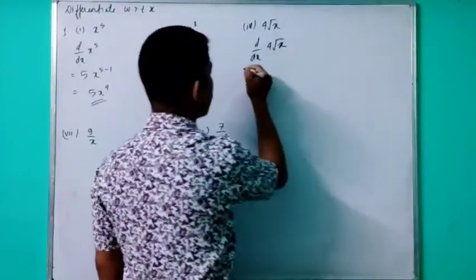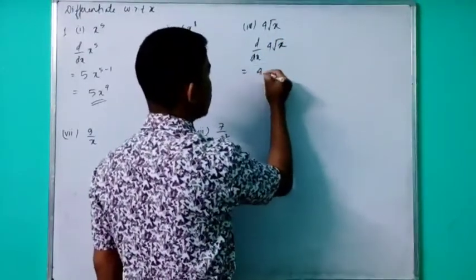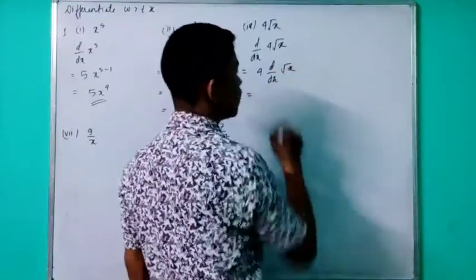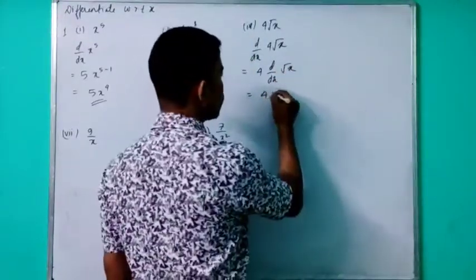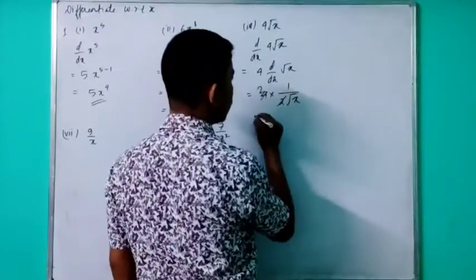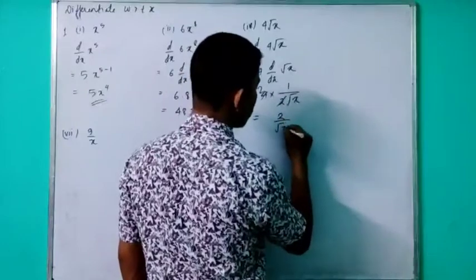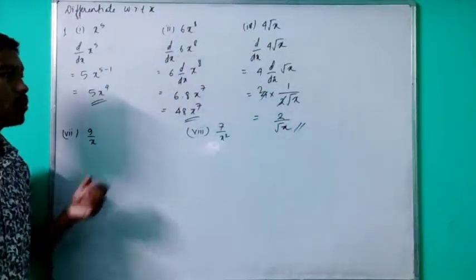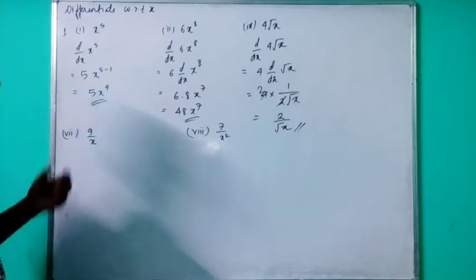Now here again, d by dx of 4 under root of x. I will write this as 4 comes out of the derivative, so d by dx of under root of x is equals to 4 into 1 divided by 2 under root of x. So 2 into 4... this is equals to 2 divided by under root of x. Okay, so it's very simple to solve this simplest portion of the derivative or the differentiation.